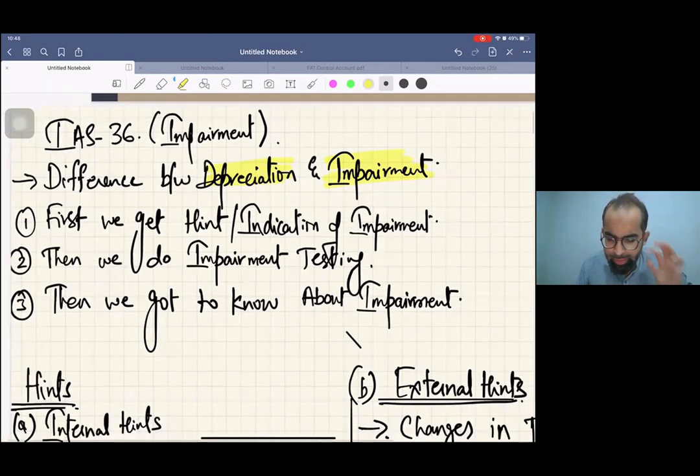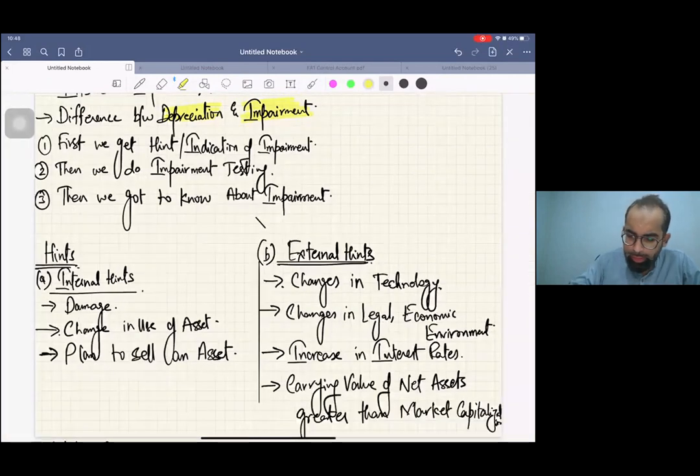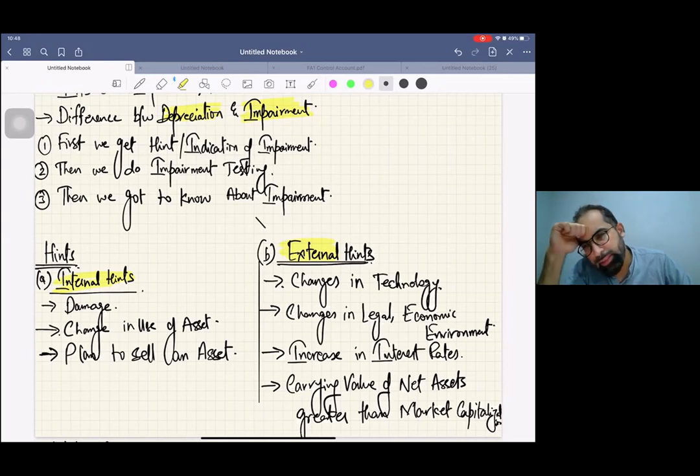Now, how many types of hints are there? I'm just giving you an overview right now and will tell you in detail about all these. There are two types of hints. Number one is internal hints, and number two is external hints. Internal hints like damage, accident. This is an internal hint. This will hit only your asset. Okay. What is an external hint? For example, the changes in technology. You had an old technology laptop, and a new technology laptop came in the market. So because of the change in technology, your old technology will be obsolete, right? So there are two types of hints. Number one, internal hints, and number two, external hints, right?